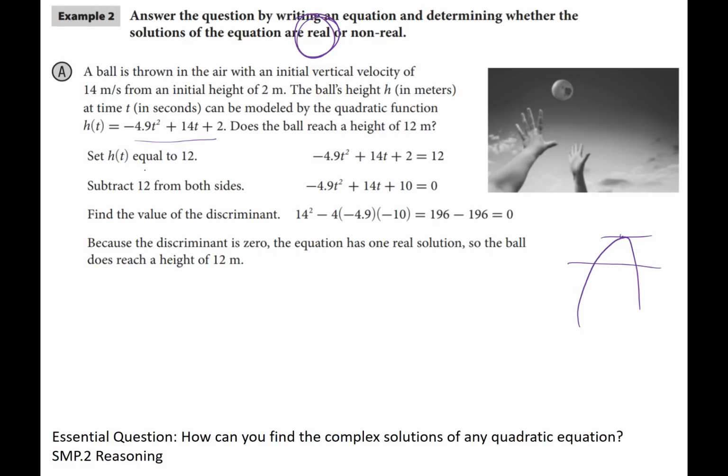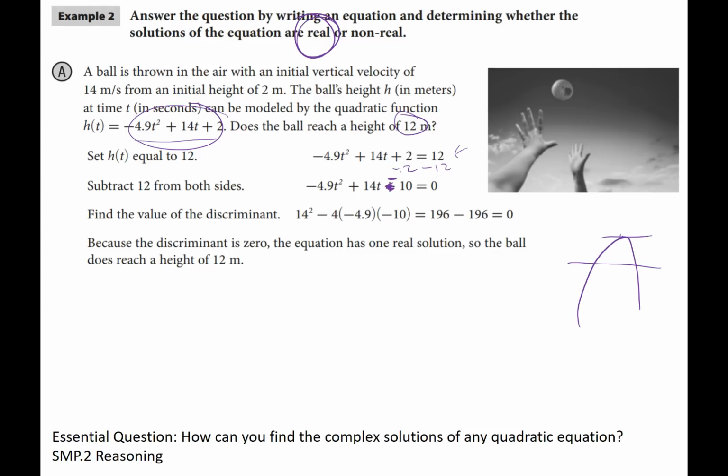All right, so first thing they're going to do is take their function and set it equal to the height that they want. So that's what they did in this first step here. Then they subtracted the 12 from both sides. So we get 10. They got a positive 10, and they should have gotten a negative 10, huh? I think there's a typo right there. It should have been a negative 10.